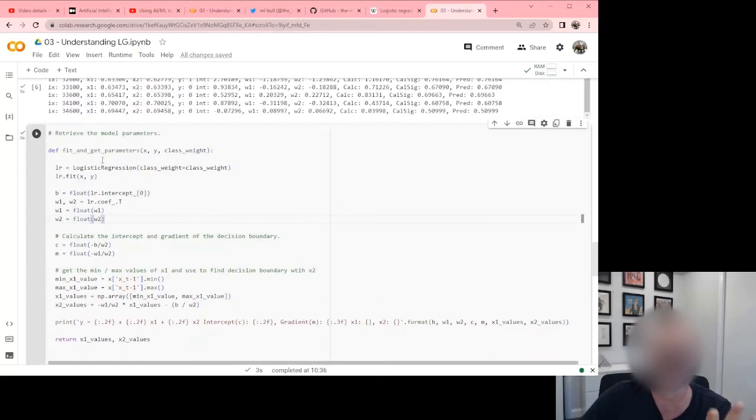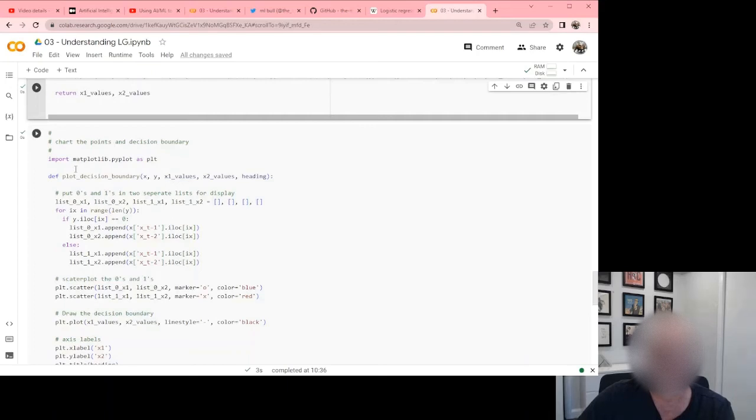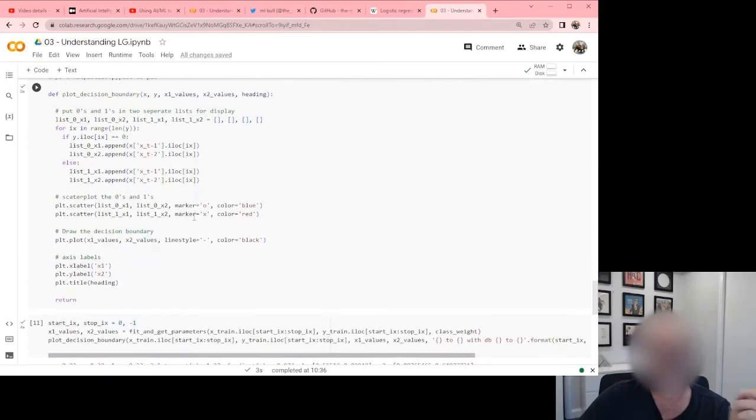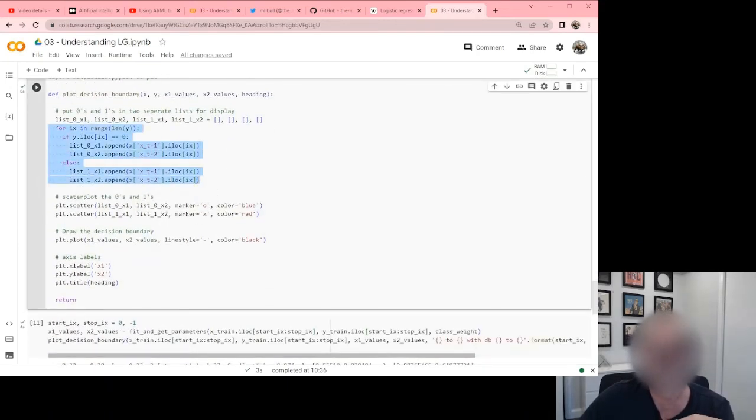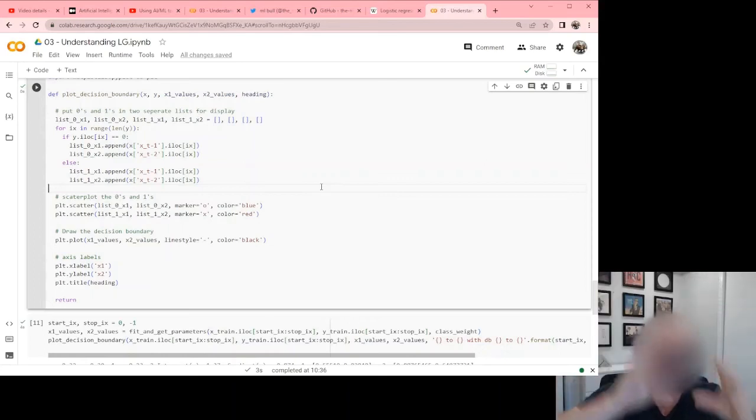So I've got a function here to fit and get the model parameters for any set of X and Y, and then we're going to plot the decision boundary, which means breaking it down to a 1 or a 0 and doing a scatter plot and showing where they fit. Now ideally you should see some type of pattern, you should be able to visualize it. And if it's all one side and the other side, a straight line decision boundary makes sense.